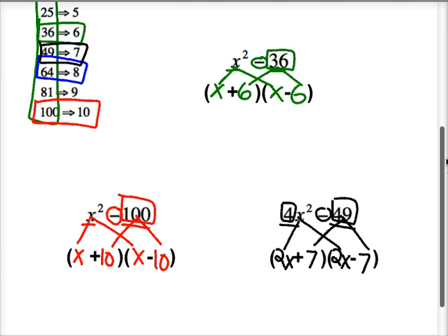So again, a very easy way to factor as long as you remember the pattern. That's the biggest thing, is simply remembering that pattern. But there's really nothing more to it.